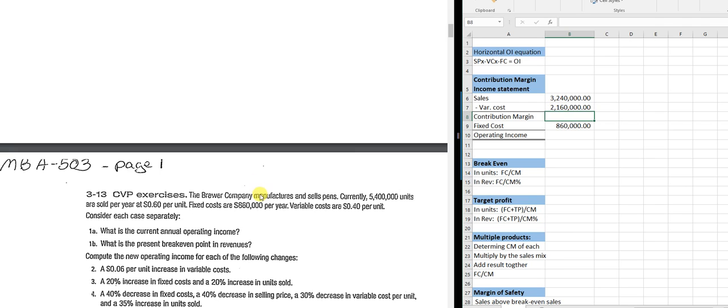All right. So the question is, what is our current annual operating income? I know that sales minus variable costs is contribution margin. Contribution margin minus fixed costs is operating income. So my operating income is $220,000.